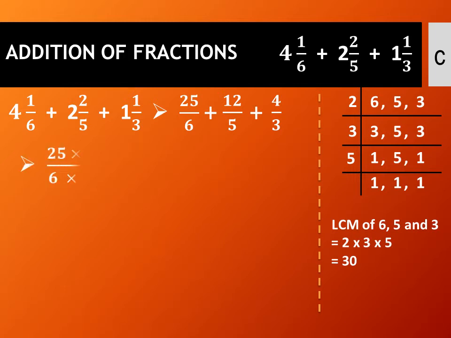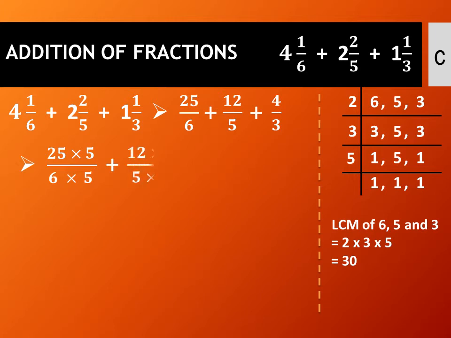Our first fraction is 25 upon 6. And we want 30 in the place of the denominator. So which number will you multiply to bring 30 in the denominator? Yes, the answer is 5 because 6 5s are 30. So we multiply numerator and denominator by the same number 5. Then write down the plus sign as it is.